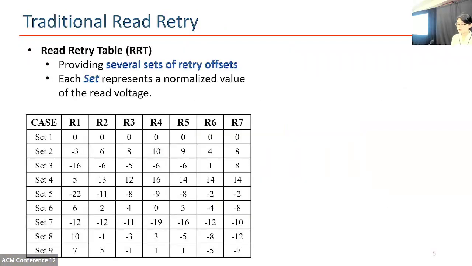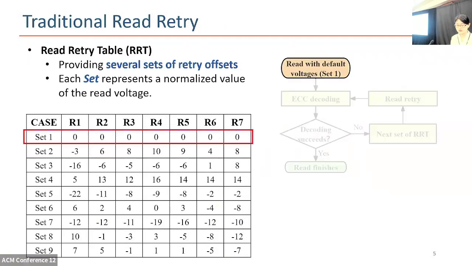So flash foundries often equip the flash controller with a read retry table to guide the retry operations. This is part of a typical retry table, providing several sets of retry offsets, each set corresponding to a normalized read voltage. During the read process, the first set applies the default voltage offsets, and after data is read, it proceeds to ECC decoding. If the decoding succeeds, the read operation is finished.